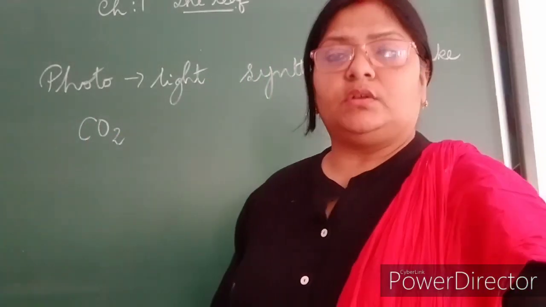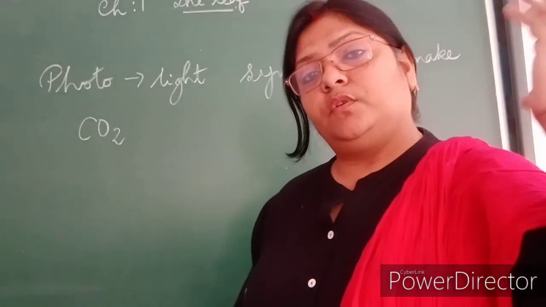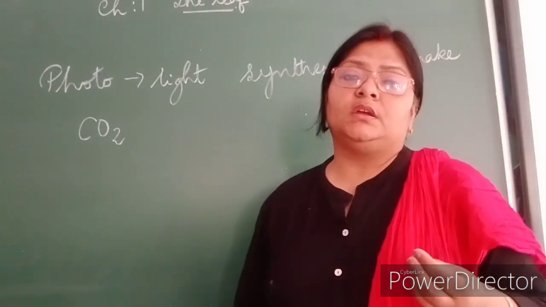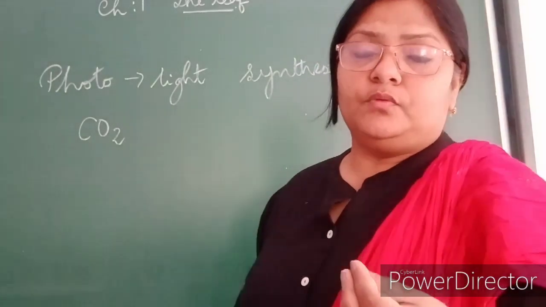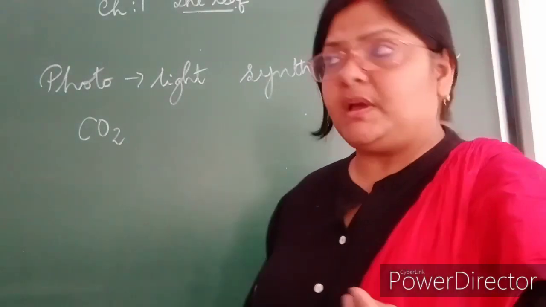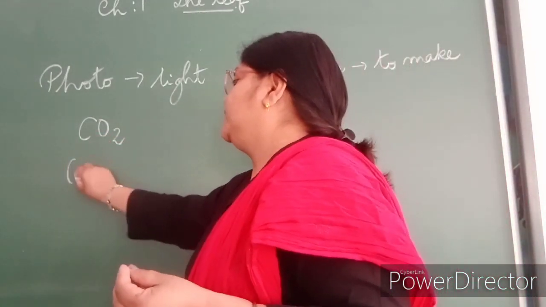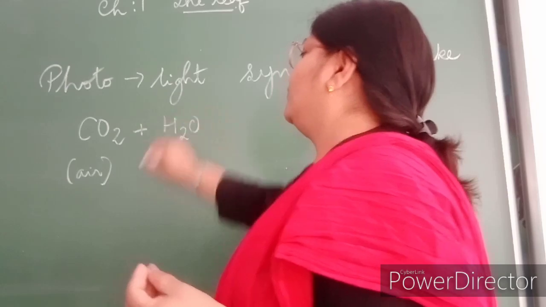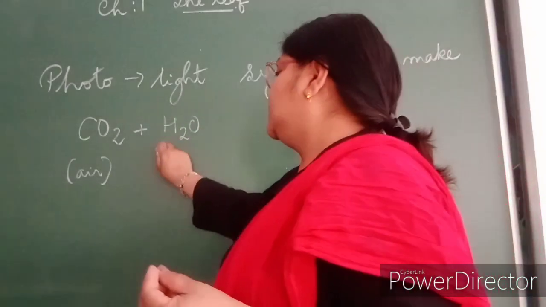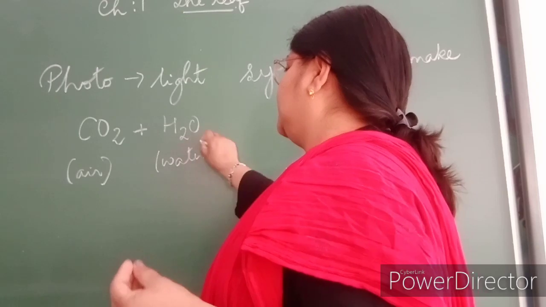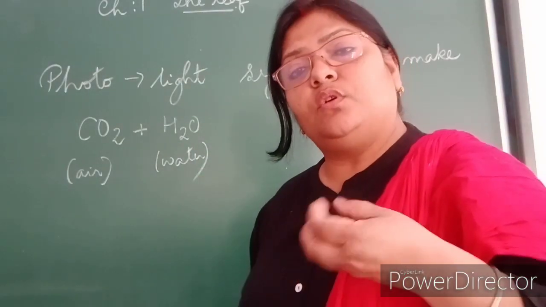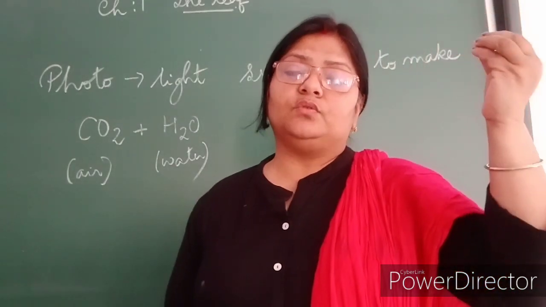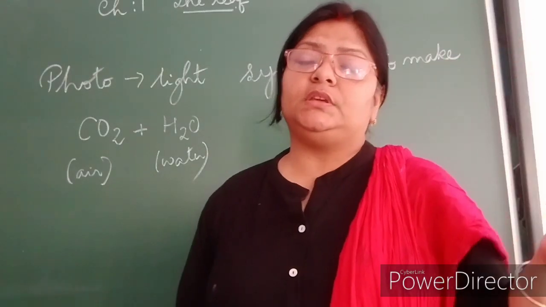Now this carbon dioxide is obtained by the plant from the air. The air has a lot of carbon dioxide. The air goes into the plant with the help of the small pores in the leaf of the plant called stomata. The carbon dioxide is obtained from the air and it also needs water, H2O. The water is supplied by the roots. The roots absorb water for the plants and supply it to the part of the plant which has chlorophyll to manufacture food, especially the leaves.